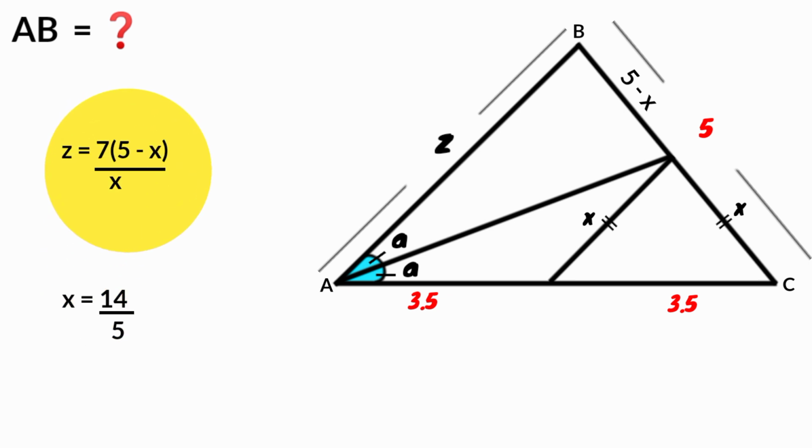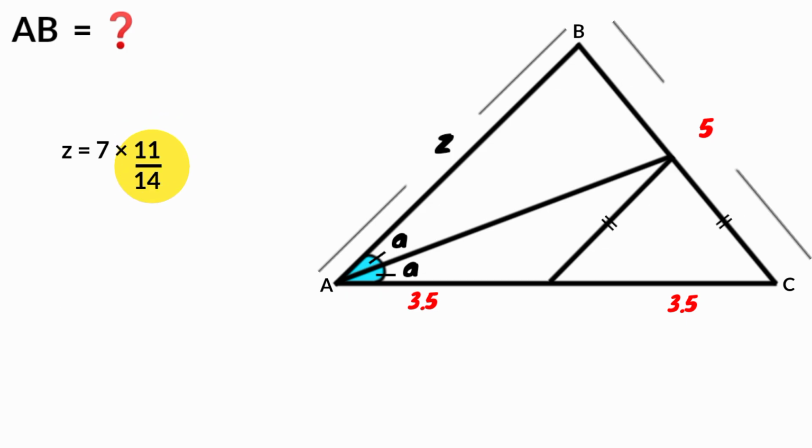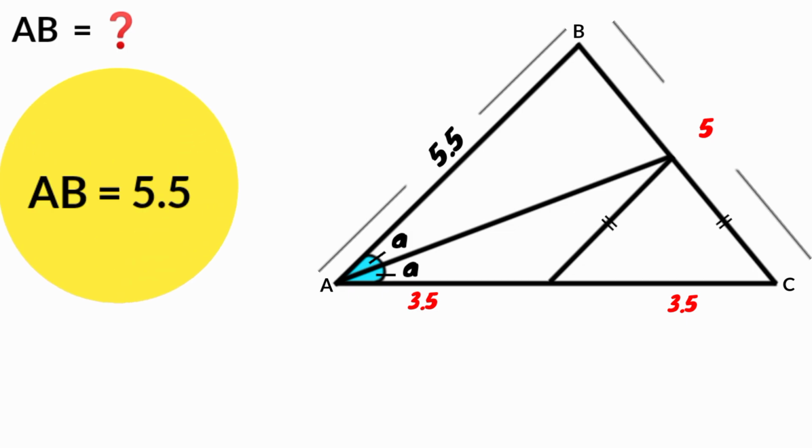Substitute it here. 5 minus 14 over 5 is 5 times 5, which is 25 minus 14 all over 5. This 5 eliminates this 5. 25 minus 14 is 11. 14 is 7 times 2. This 7 cancels this 7. 11 over 2 is 5.5. So line AB equal to 5.5 units.